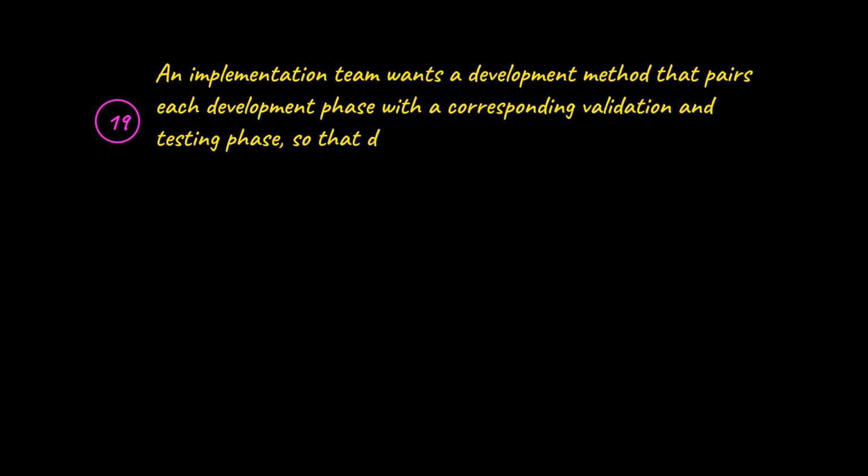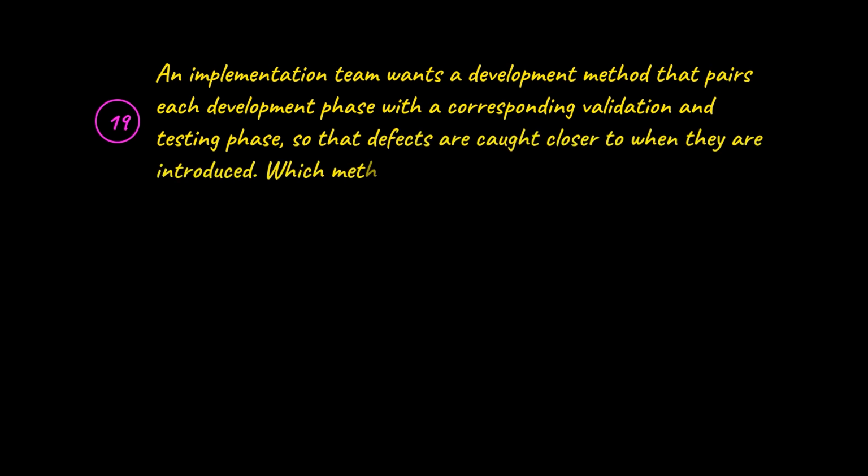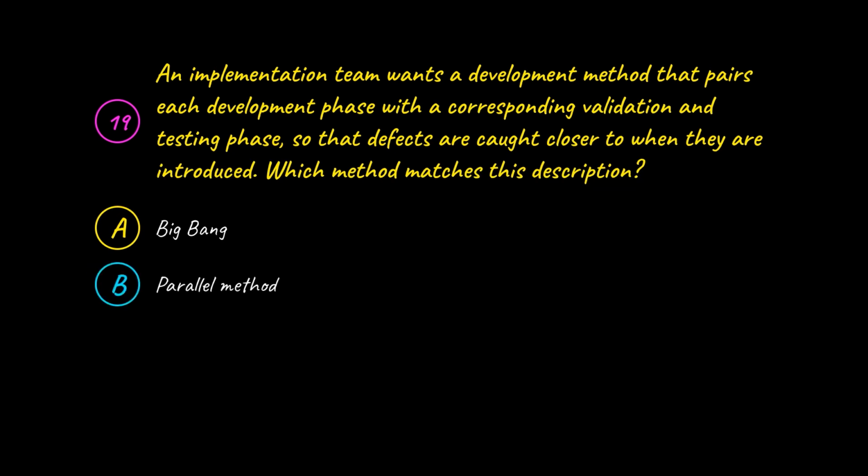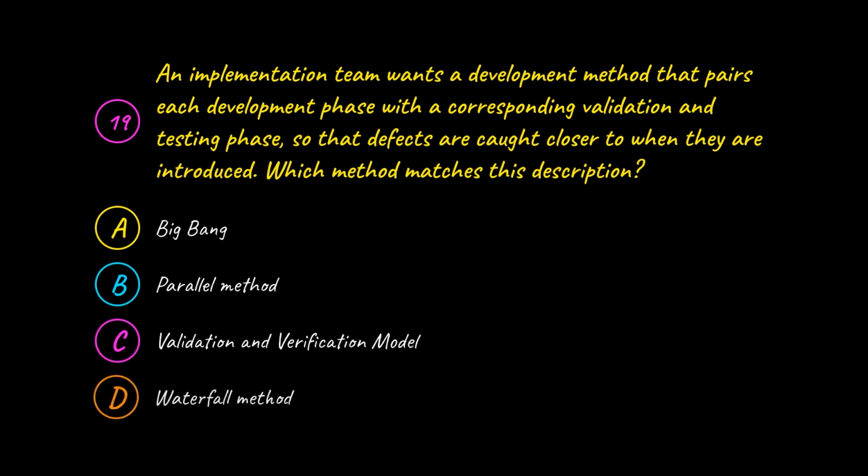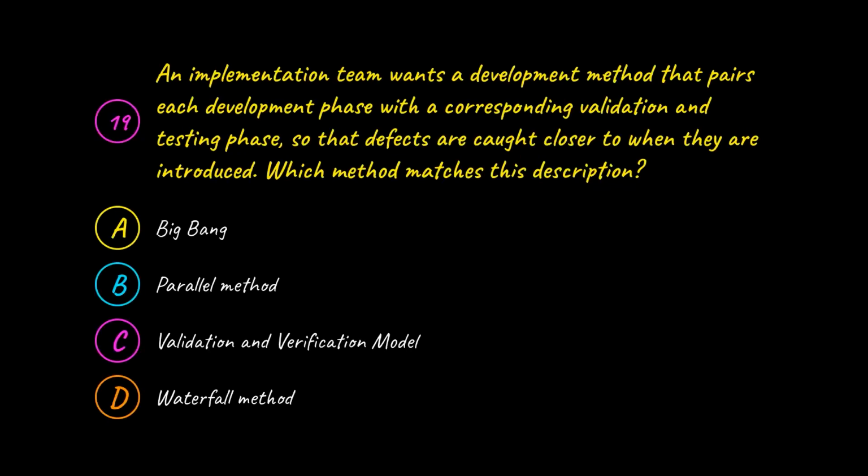Question 19. An implementation team wants a development method that pairs each development phase with a corresponding validation and testing phase, so that defects are caught closer to when they are introduced. Which method matches this description? Your options are A. Big Bang, B. Parallel method, C. Validation and verification model, D. Waterfall method. Before I reveal it, which one do you think is right?